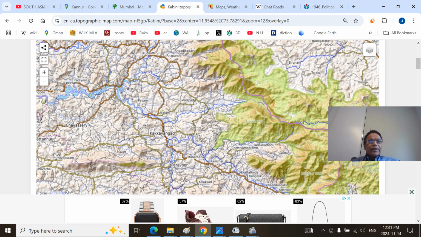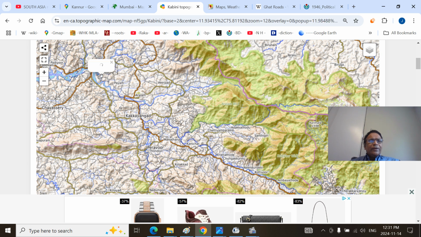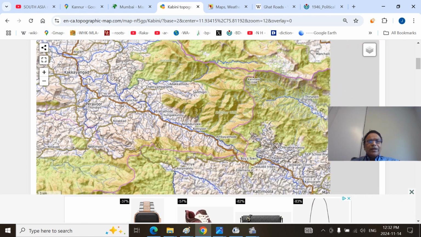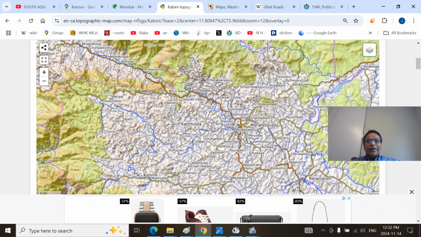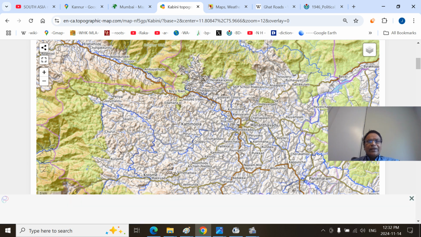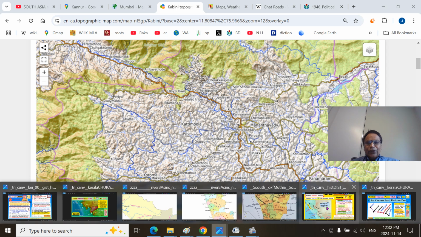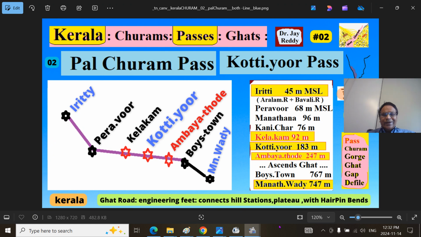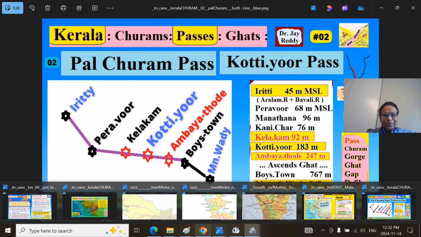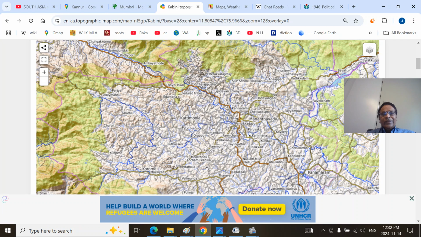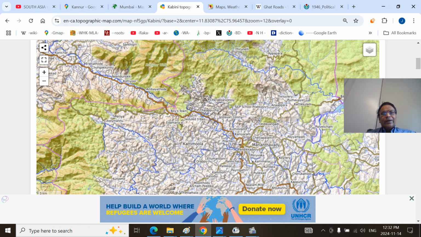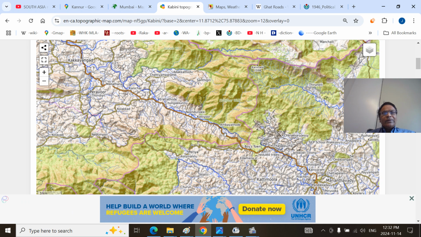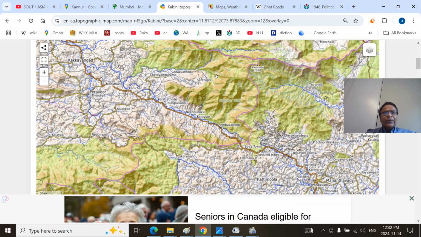So the Iritty town. I have jotted this by putting a point here on this map, that is 68 meters. That's the Midland region. You can see ManathWady. This is around 700 meters or so. This is in the Sahyadri. That's how I have mentioned the heights. There may be certain variations, but this will give you a general idea. That's what I am trying to show you, how we came to this. So we have ManathWady and Boys Town, AmbayaThode and KottiYoor. That's the pass we are talking about.